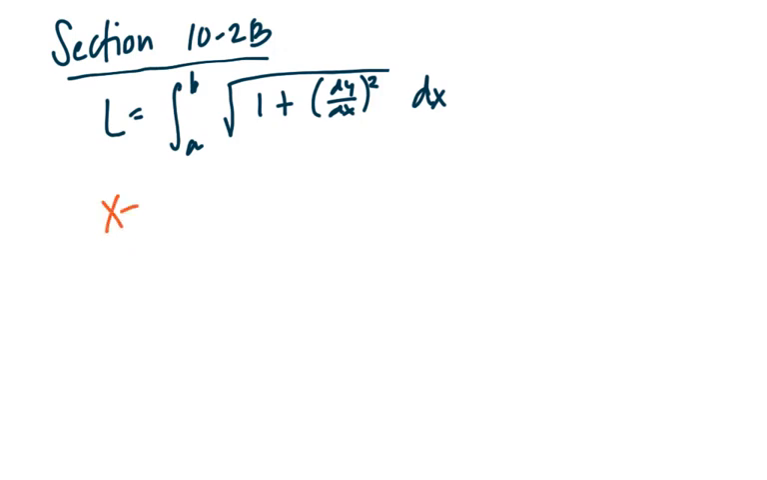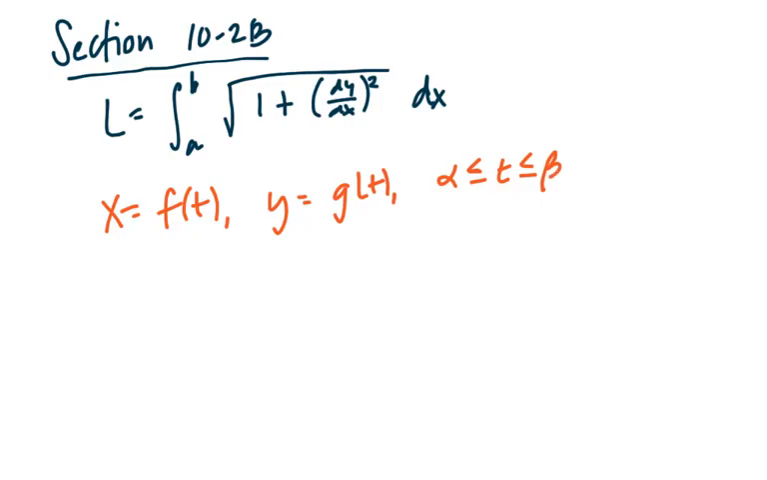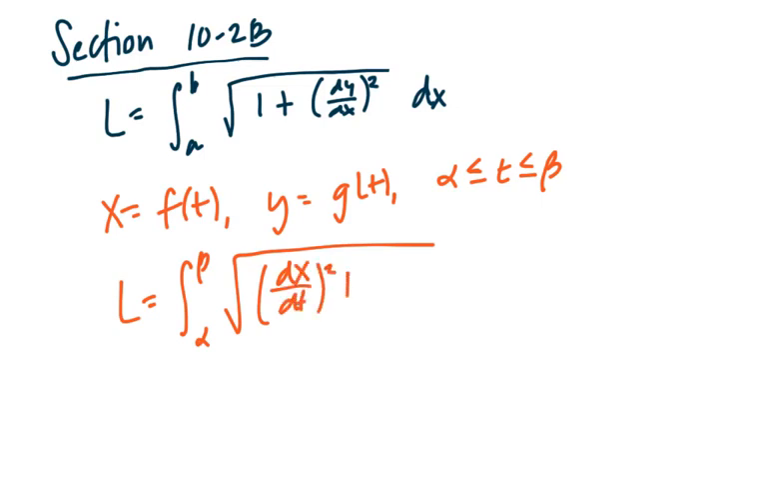Let's write this in. Let x equal f of t and y equal g of t, and then t is between alpha and beta, where f prime and g prime are continuous on the interval from a to b, and c is traversed exactly once as t increases from alpha to beta. Then the length of c is the integral from alpha to beta of the square root of dx over dt, quantity squared, plus dy over dt, quantity squared, with respect to t. So this is your arc length.